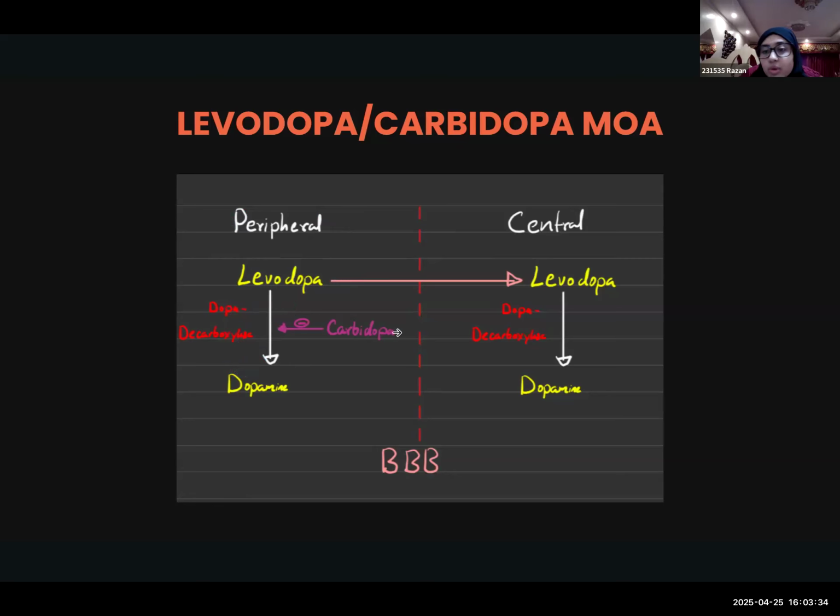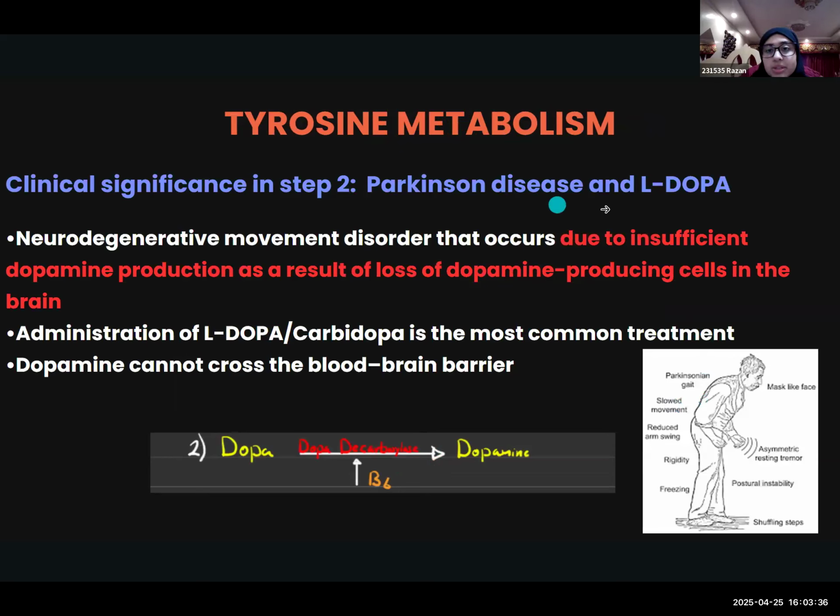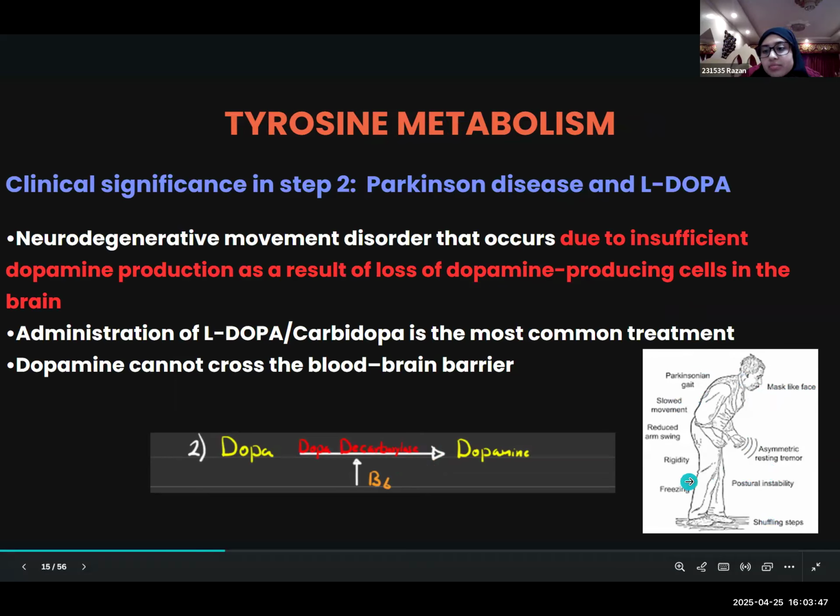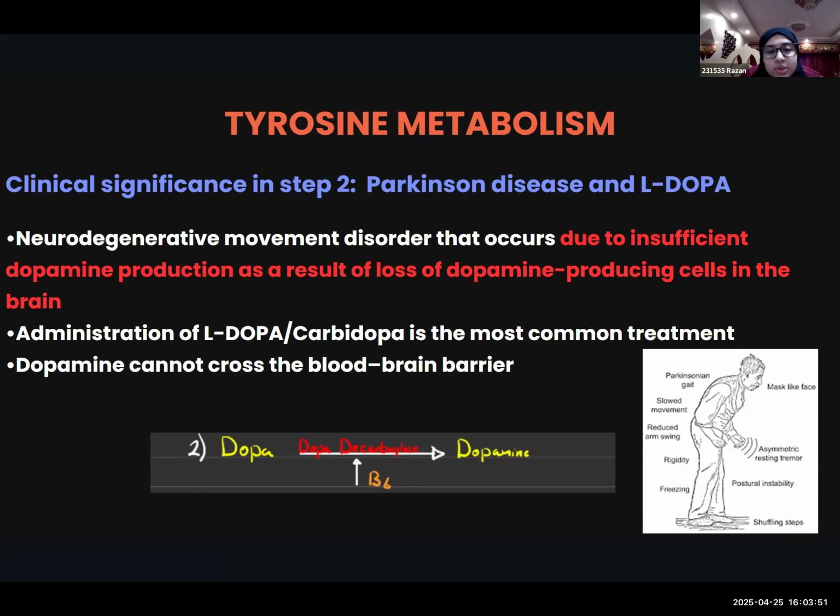and other side effects too. Also, for the presentation of Parkinson's disease, if it was mentioned in the question: mask-like face, pill-rolling tremor, resting tremor and shuffling gait, and also they have rigidity, which is also called cogwheel rigidity.